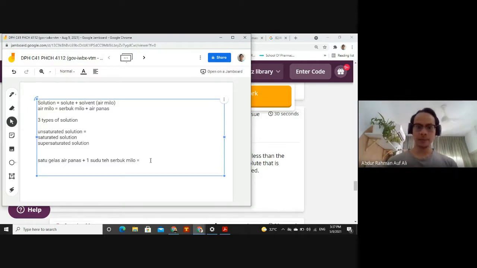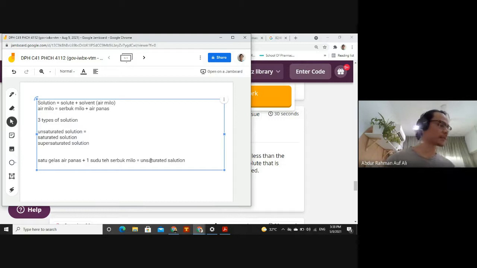Okay, so kat sini bermaksud dalam satu gelas air panas tu, dia tak ada banyak solute, ataupun dalam another way of saying it, we can dissolve more serbuk Milo dalam air panas tu. Itu maksud unsaturated solution. Okay, dia tidak tepu.